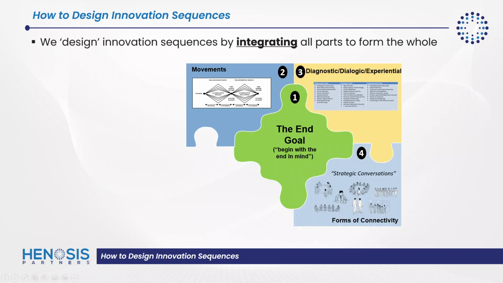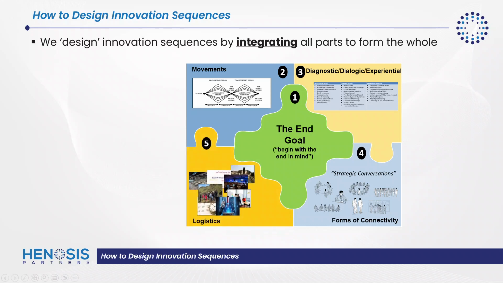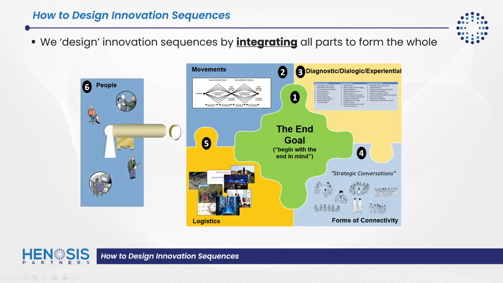We consider the different forms of connectivity, the different types of strategic conversations that need to occur to help us solve our complex adaptive challenge. We consider the logistics of the event, knowing that logistics can make or break the event. And lastly, and the key to it all, is that we need to get the right people into the room. Know this, the integration of the right components in the right sequence is the key to unlocking system transformation.